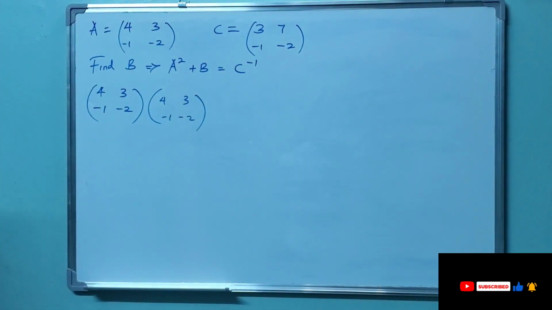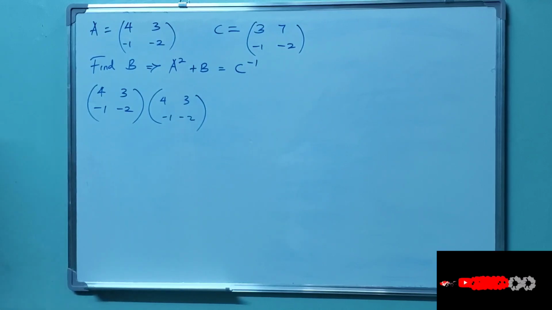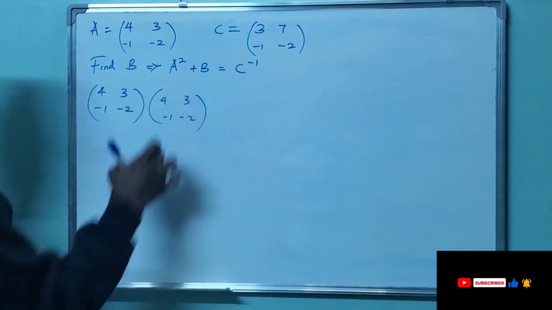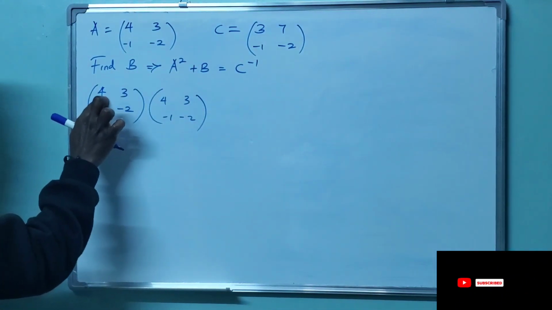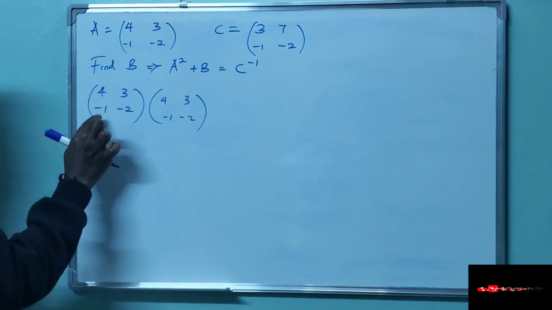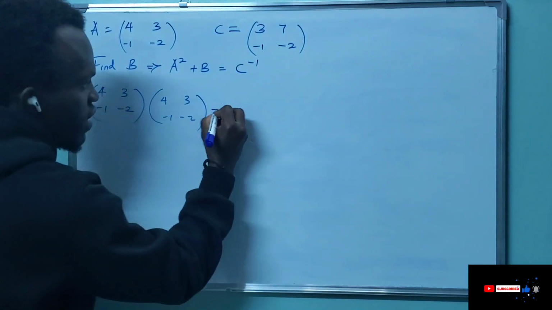Now, what you have to know is that we did talk about multiplication of matrices. Remember, we said that when you're multiplying a matrix, you usually consider the row and the column. So in this case, this is the row and this is the column. So I'm going to multiply this first row with the first column, the first row with the second column. Then I come to the second row with the first column, second row with the second column. So let us do that.